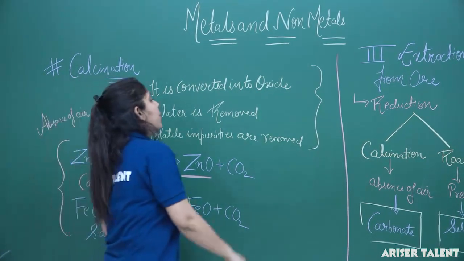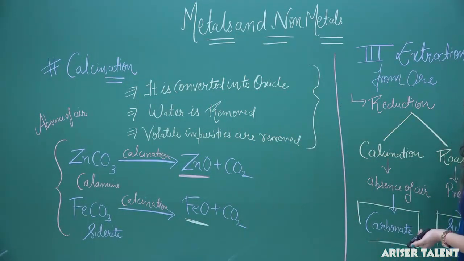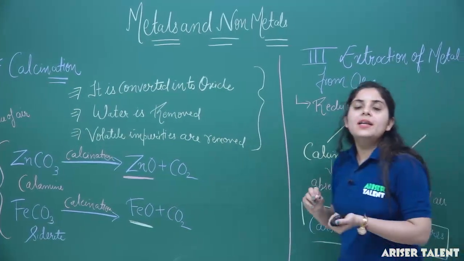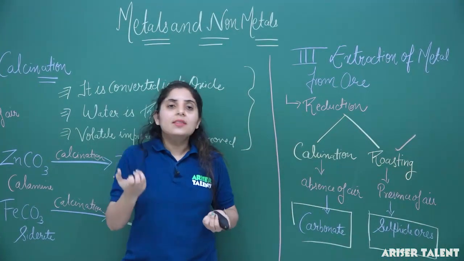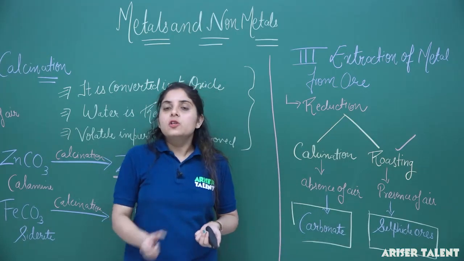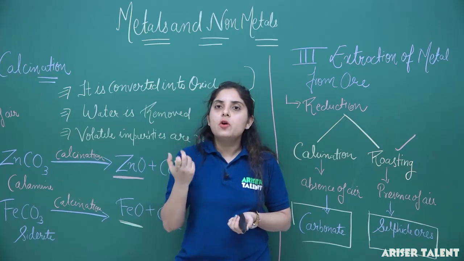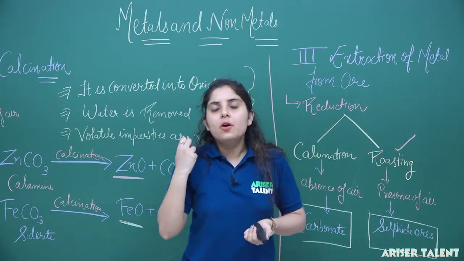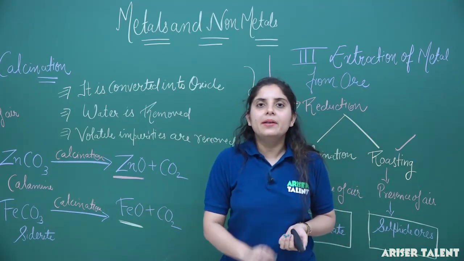Now we are going to discuss our next method. Our next method is roasting. Roasting is usually done in the presence of air and it is basically used to extract the metal from sulfide ores. So we take the sulfide ores in the presence of oxygen to get the particular oxide.